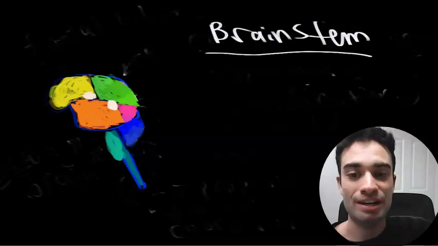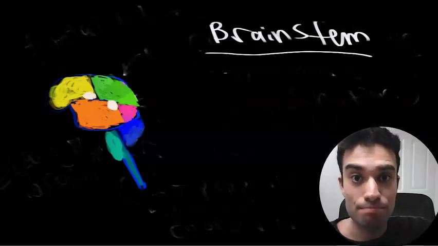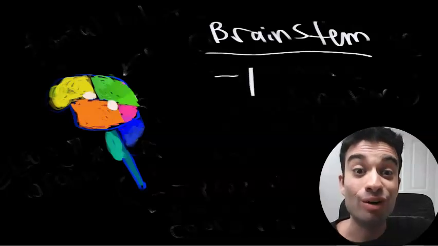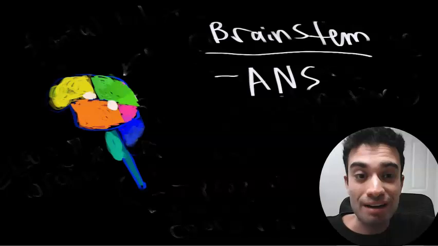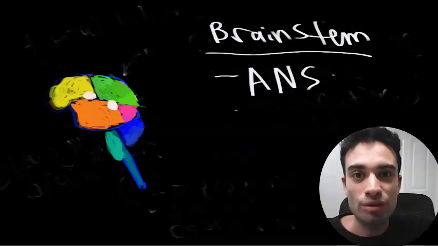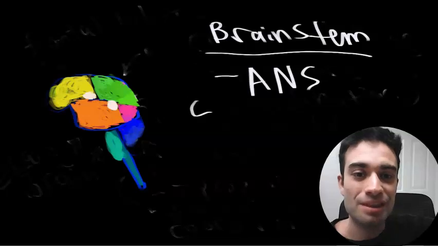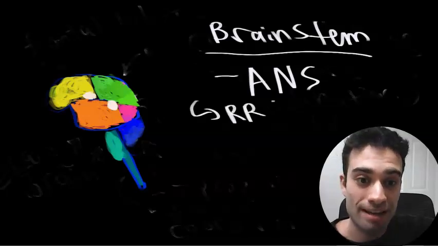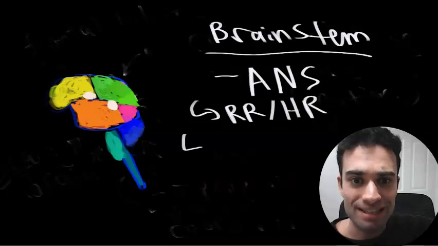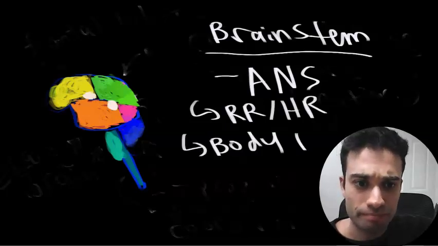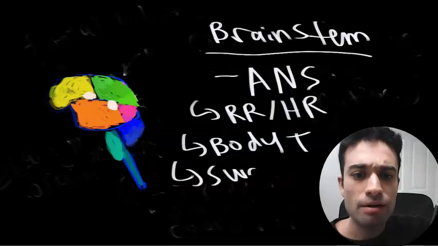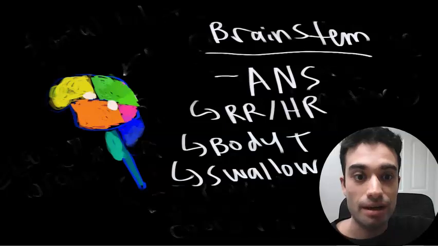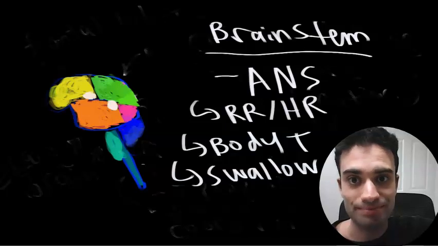All right, let's look at the last structure, which is the brainstem. The brainstem is like the primitive brain. It's important for autonomic nervous system functions, things that you have involuntary control over, things you can't control voluntarily. These include things like your respiratory rate, your heart rate, your body temperature, and even swallowing. Think of involuntary functions, but nevertheless very critical functions, without which you wouldn't be able to survive. So this is the brainstem, a very critical structure at the bottom here.